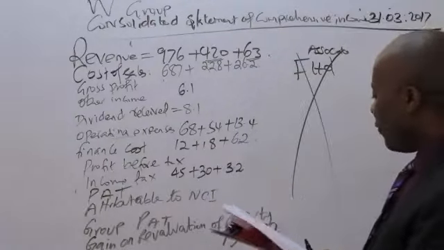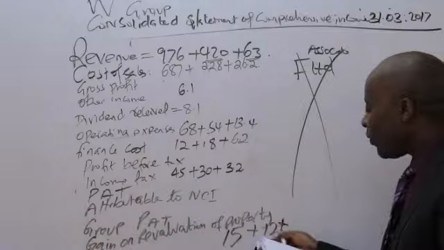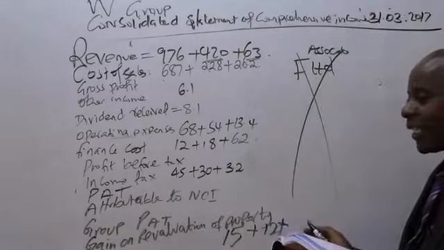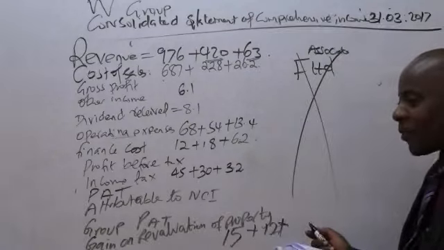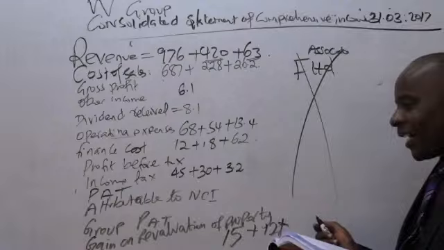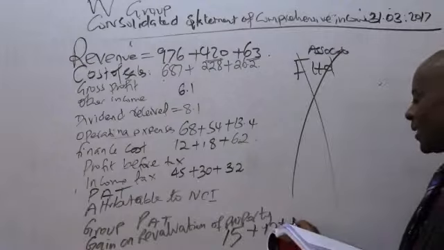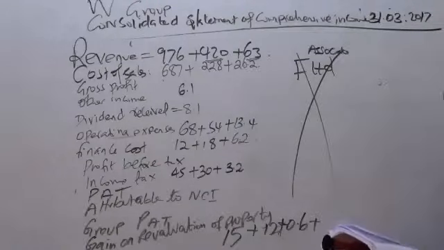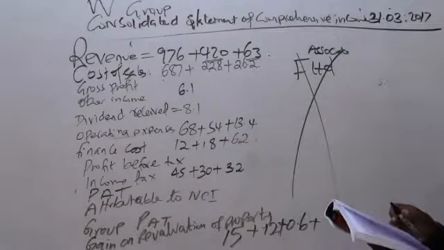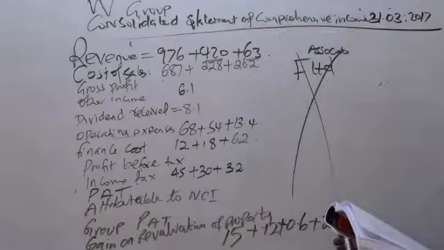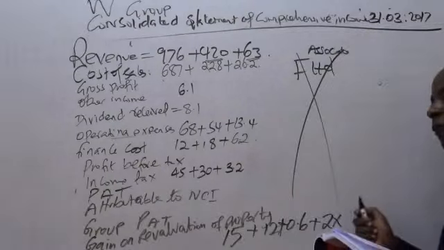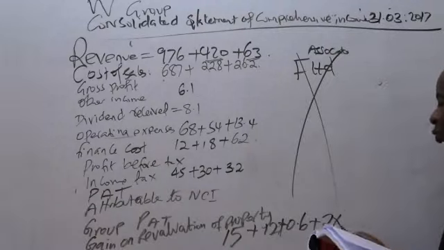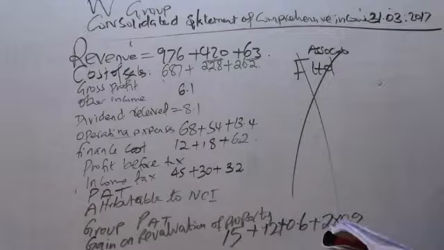So I'll take the 15 plus, do we know the percentage of S? 0.6. So 60%, 0.6, thank you very much. Plus the gain on revaluation of F, which is 2. So 2 times, do we know the shareholding in F? From note number 1 and note number 2, to be consistent, this will be 90%, which is 0.9.